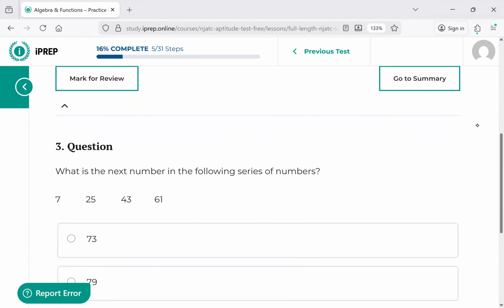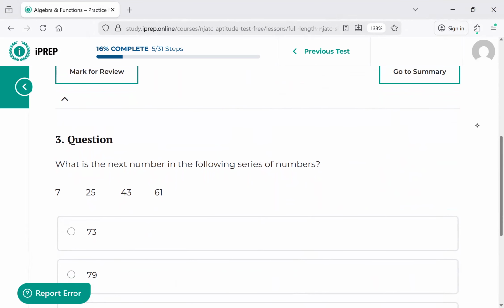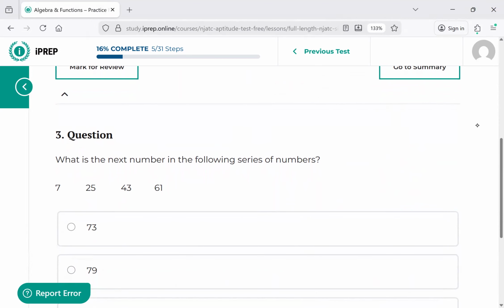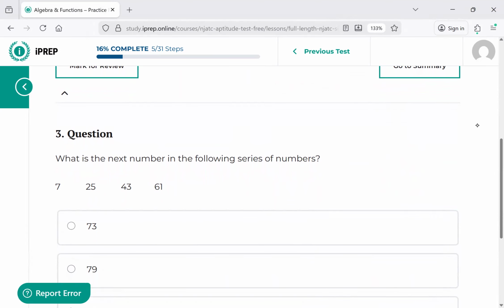Question 3. What is the next number of the following series? So now we're dealing with sequences, and when we're dealing with sequences, you either have a common difference or a common ratio, right? So when I say common difference, let me show you. Let's call 7 A1. What A1 means is just the first term. And then let's call 25 A2, which means second term, and then 43 A3, etc., right? And then what we've got to do is find the fifth term, right? So let's see if we have a common difference.